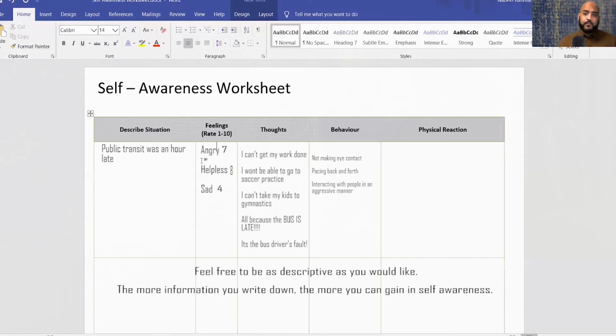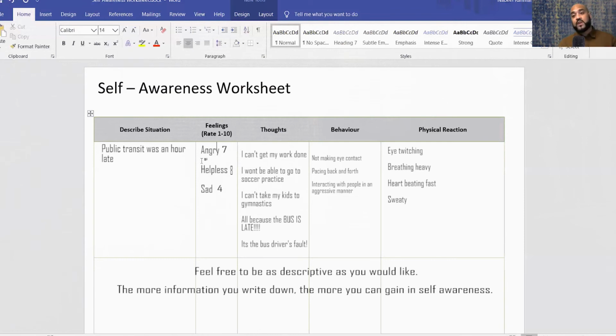Write these things down. Lastly, what physical reactions did you experience? When you noticed that the bus was going to be late, did you feel like your eyes were twitching? Did you feel shortness of breath? Did you feel like you were sweating or that your heart was beating a little bit faster? If you experienced any kind of physical reaction, write that down, because all that these situations help you do is gain an awareness of yourself better.